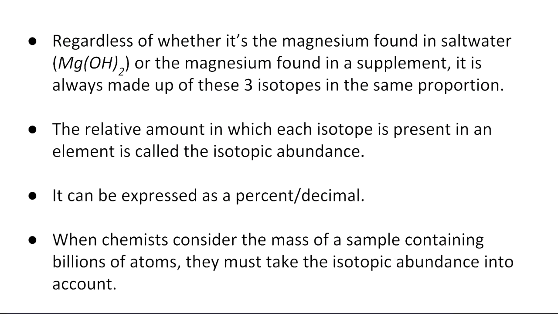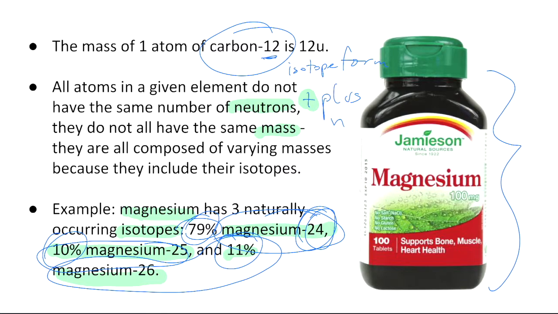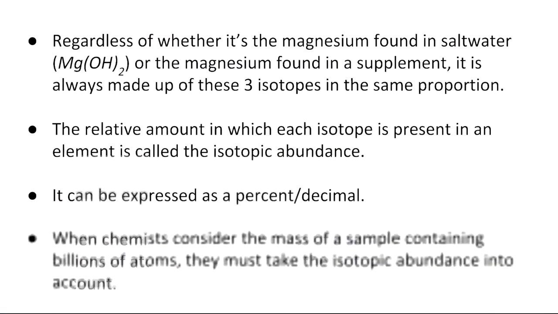Regardless of whether the magnesium is found in salt water or in the supplement, magnesium in general is found at these percentages throughout nature. Anytime you come across magnesium, 79% of the magnesium in nature is comprised of this specific isotope, 10% of this specific isotope, and 11% of magnesium is made up of magnesium-26.